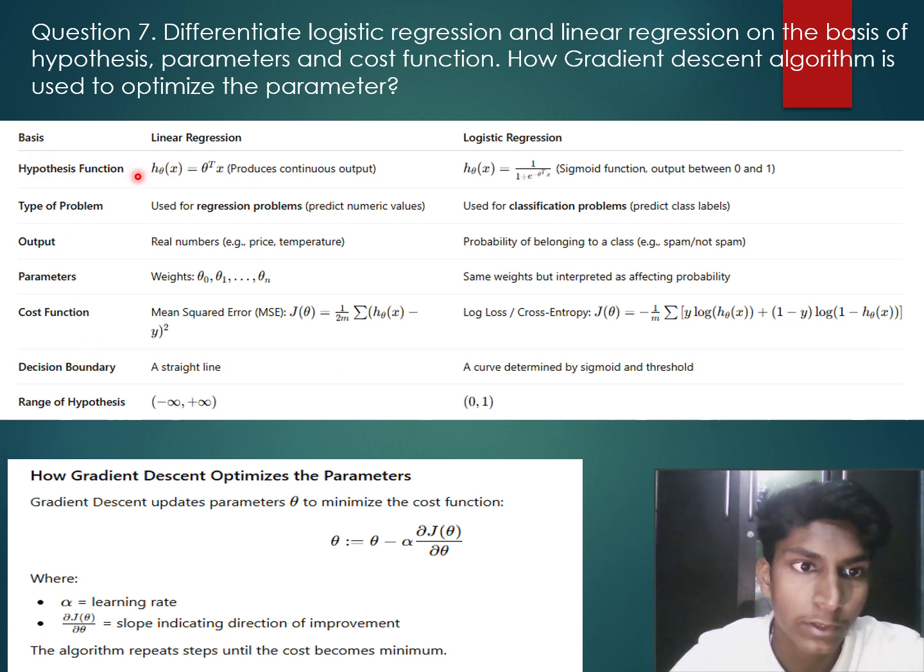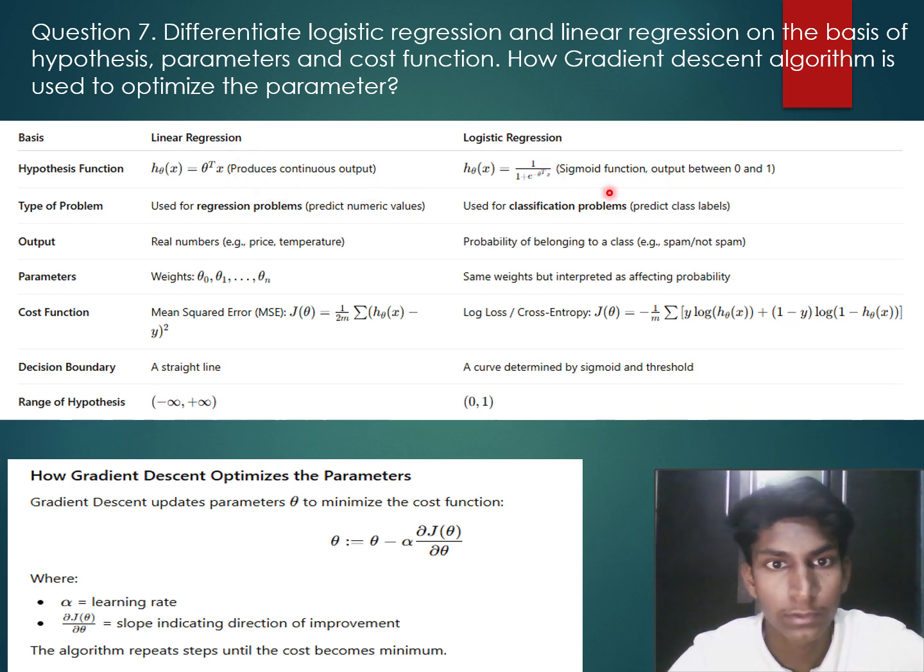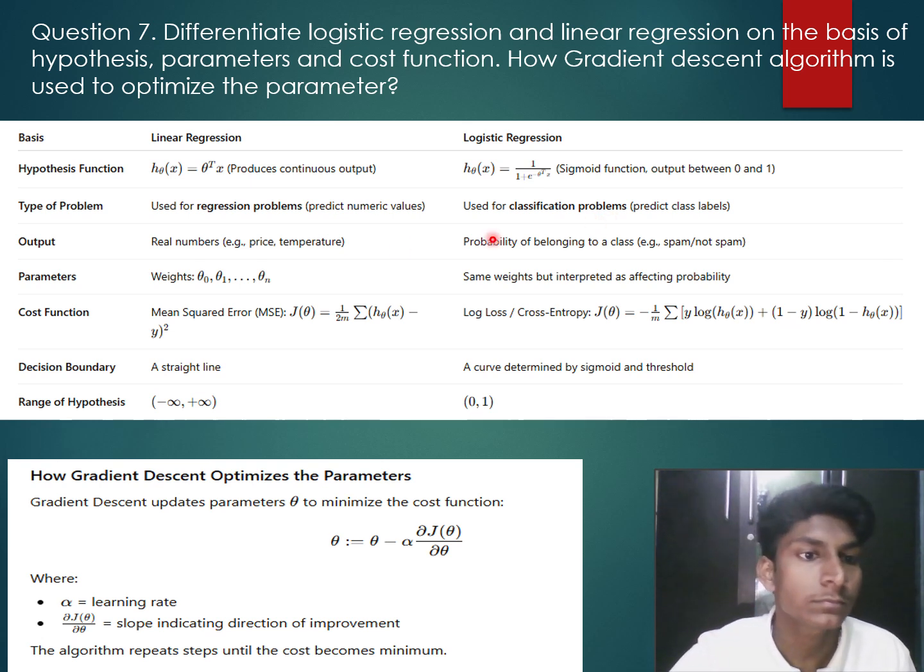First, hypothesis function. h_theta(x) equals theta transpose x, which produces continuous output. h_theta(x) equals 1 upon 1 plus e to the power minus theta transpose x, the sigmoid function, with output between 0 and 1. Type of problem: used for regression problems. Used for classification problems. Output: real numbers. Output probability of belonging to a class.